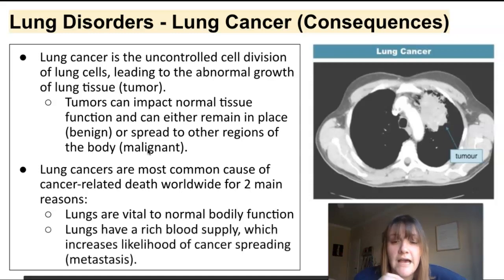Secondly, your lungs have a ton of blood supply. Every single blood cell that is flowing through your body has to flow through your lungs at some point, because it's got to be delivering that carbon dioxide waste to the lungs to be expelled, and it's also got to be picking up that oxygen. Because of that, if you have lung cancer, it really increases the likelihood of that cancer spreading to other parts of your body, because every single blood cell flows through that place of the body. When cancer spreads, we call that metastasis.